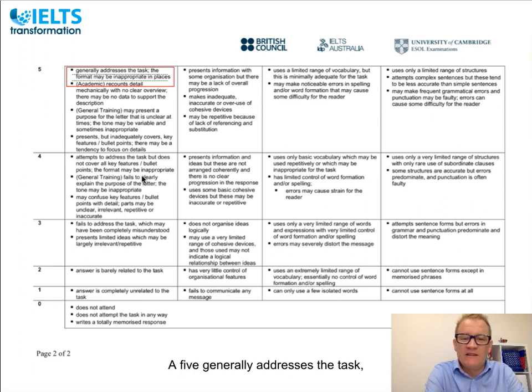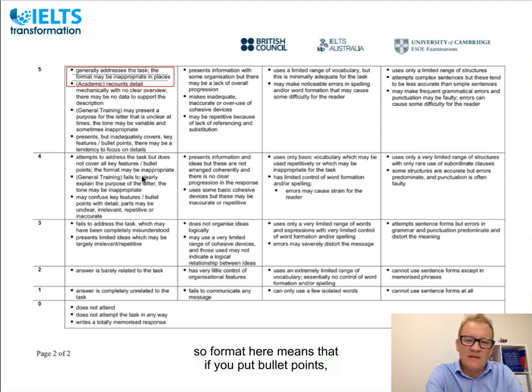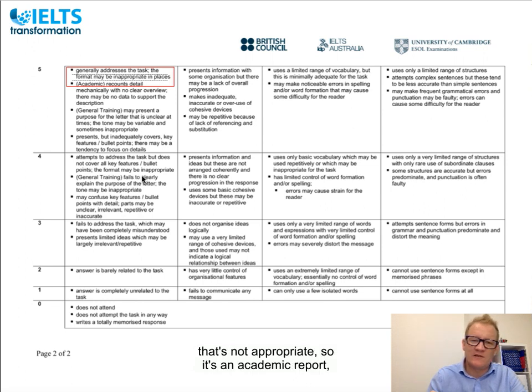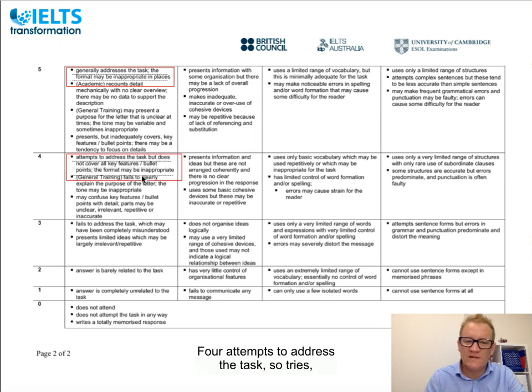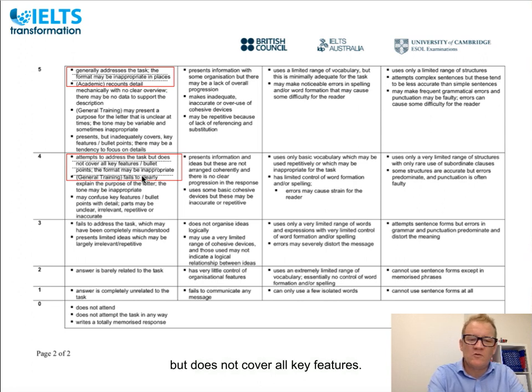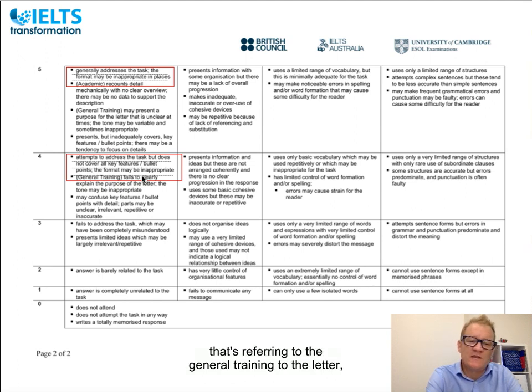A 5 generally addresses the task, but the format may be inappropriate in places. So format here means that if you put bullet points, that's not appropriate. It's an academic report, so you'll probably have 3 or 4 paragraphs, and that should be enough. 4 attempts to address the task, so tries, but does not cover all key features. When it says bullet points, that's referring to the general training, to the letter.